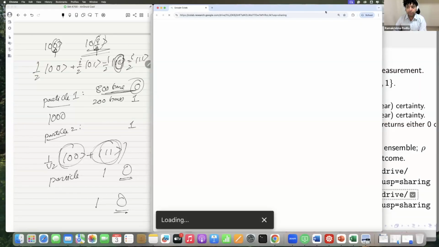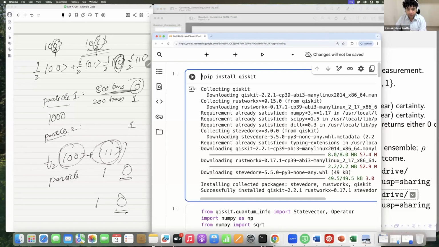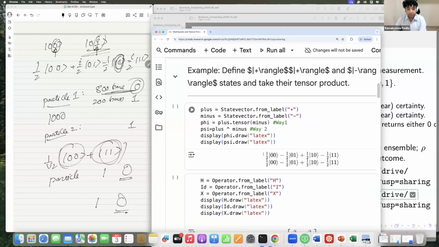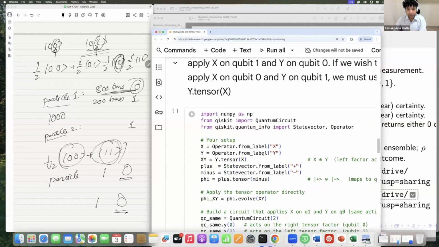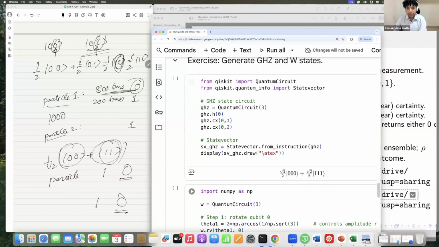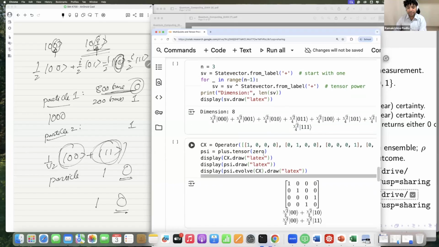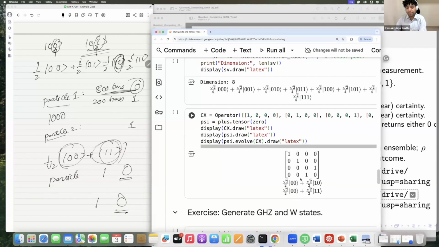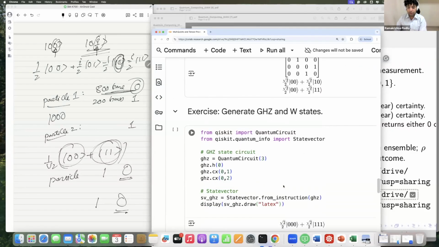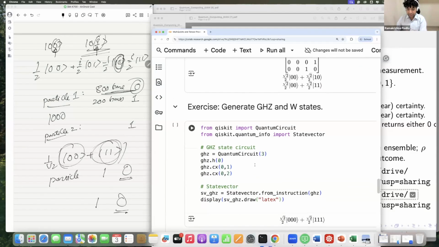I'm not going to run it now, but I encourage you to run it yourself, because I have a lot more things to cover. But yes, for example, here we generated the Bell states. So this is the Bell state, 00 and 10, 00 and 11. Or, excuse me, this is a GHZ state.